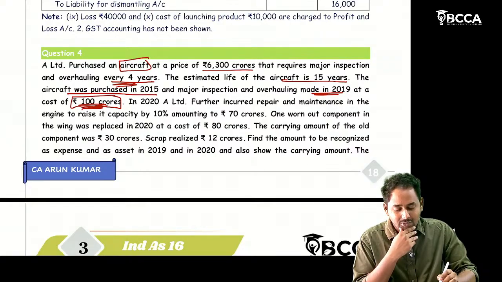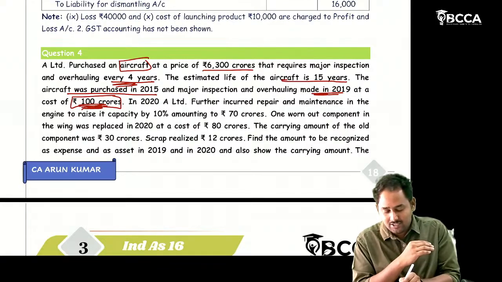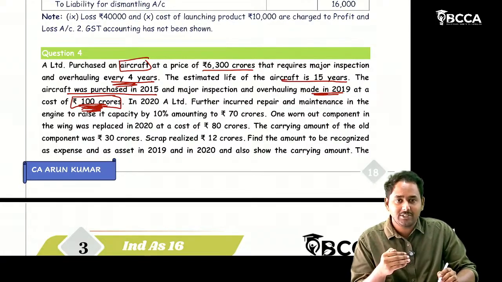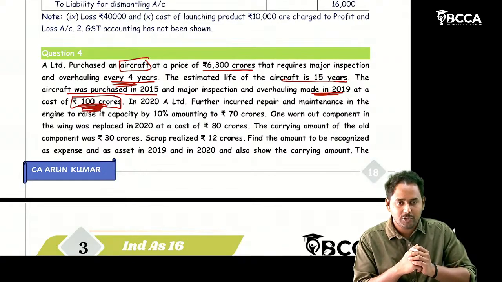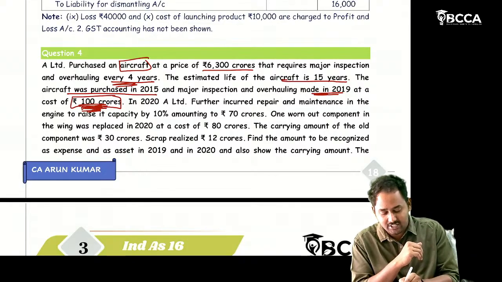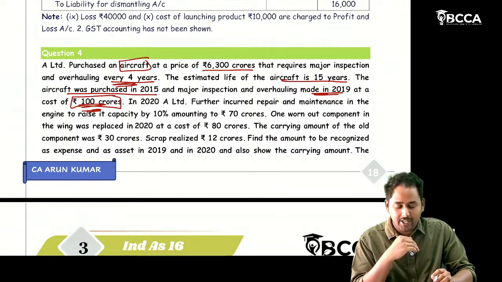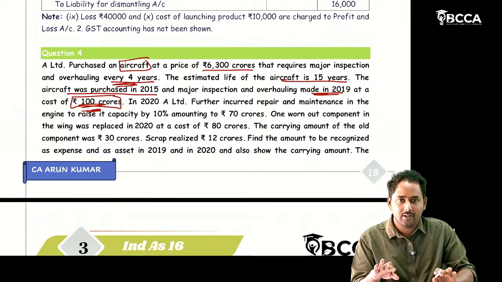But the aircraft life is different, and this overhauling expense's life is different. So I need to follow component accounting. So I should provide the depreciation differently for this 100 crores and for the carrying amount of the remaining aircraft. But while providing the depreciation, I need to provide one journal entry.